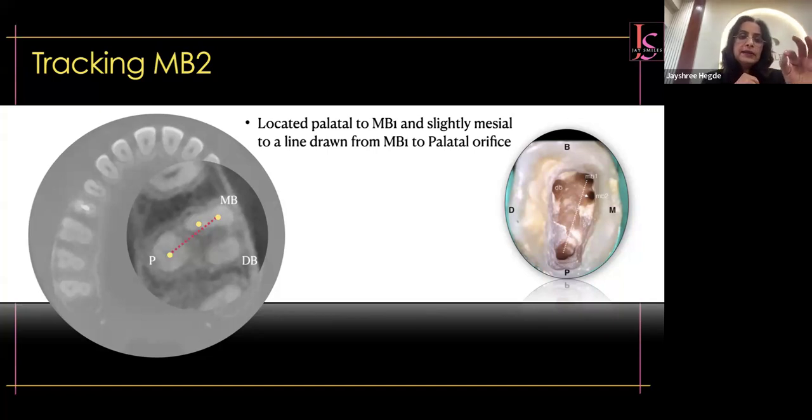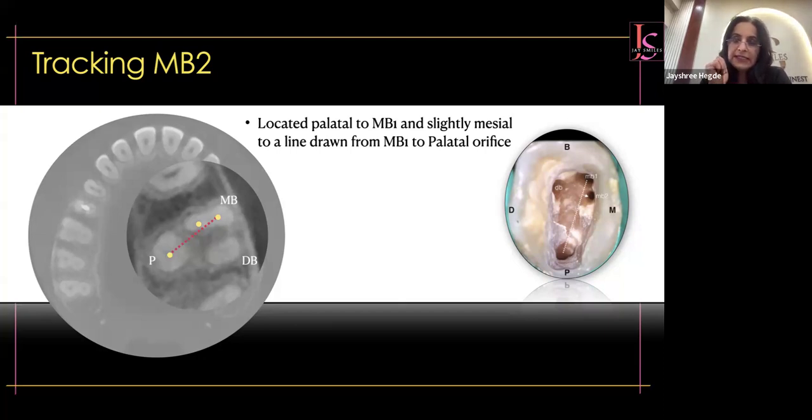And where do you find the MB2? You find it slightly mesial to the line drawn between the mesiobuccal root and the palatal root. Never try to go in the same line as the red dotted line. If you try to find the MB2 on the red dotted line, you are definitely going to perforate. Because in that image, you can see if you were on the dotted line, you would have perforated. So it is always there, and you don't have to go looking for it.